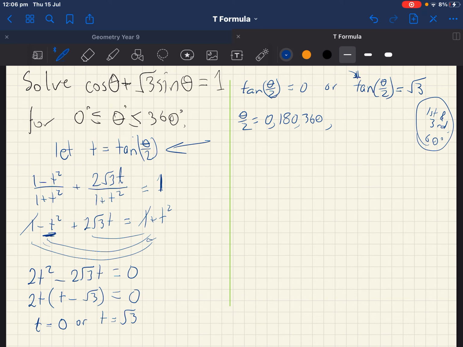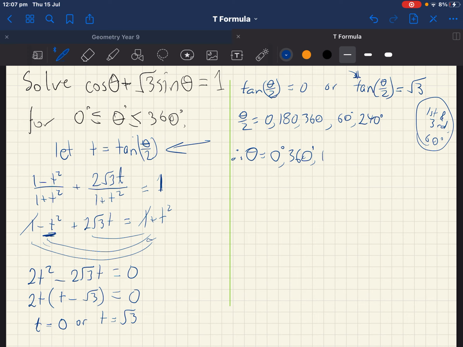That is 60 degrees in the first quadrant, or 60 degrees in the third quadrant, which would be the 180 plus 60, so 240 degrees. There are solutions for theta on 2. Therefore, theta will be, times in everything by 2, 0 degrees, 360 degrees, 720 degrees, but if you minus 360, it just comes back down to 360. So that's technically a duplicate. We won't need to worry about that.